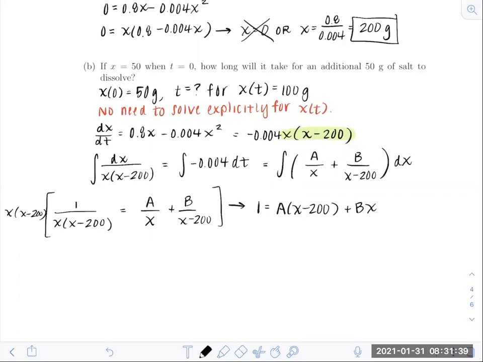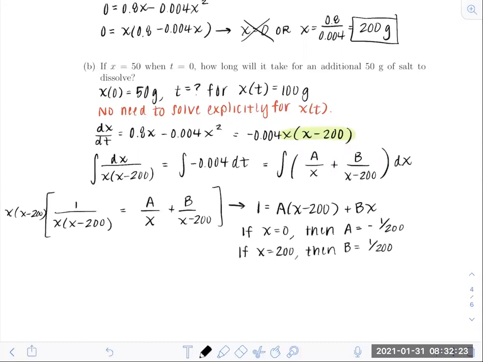All right, so here's our setup. Again, this equation that I just wrote must hold true for all x values. So I can choose some particular x values that'll make it easy to solve for A and B. So first of all, let's choose x equals 0. That allows the B term to drop out. And so I would get 1 equals negative 200A, or A equals negative 1 over 200. And then similarly, if I choose the root of the other factor, namely 200, the A term drops out and I get that B equals 1 over 200.